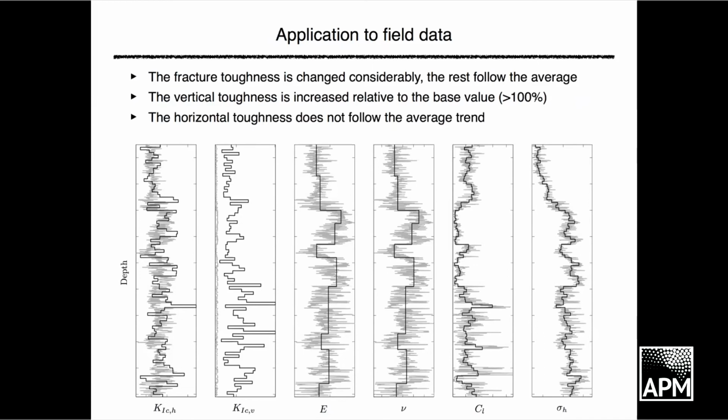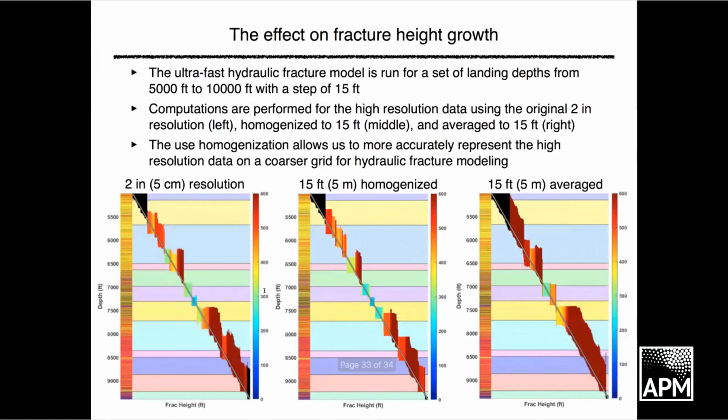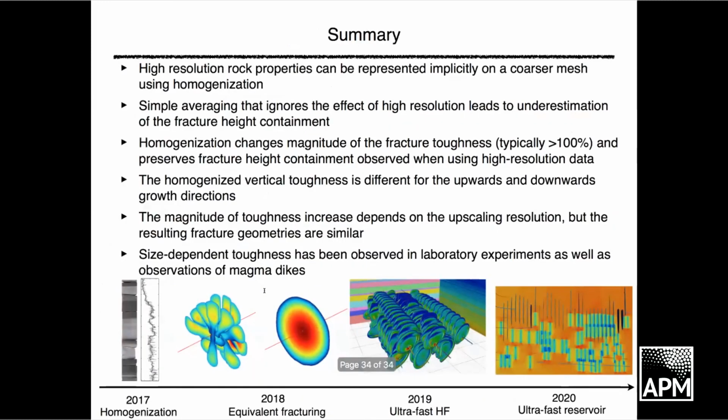The rest follow the average: the stress, the Leakoff, the elastic properties. But the toughness, the vertical one, is different. Here I'm not putting the scale. This is not 0, but you have this high resolution toughness. Think about 1 MPa square root of meter, so this could be about 2 to 3, depending on your stress. That's the big deal, and it's going to change fracture containment. Let me skip this in the interest of time and go to the summary.